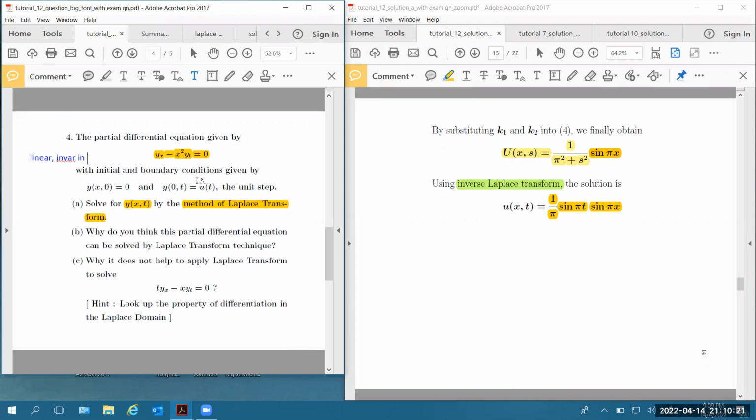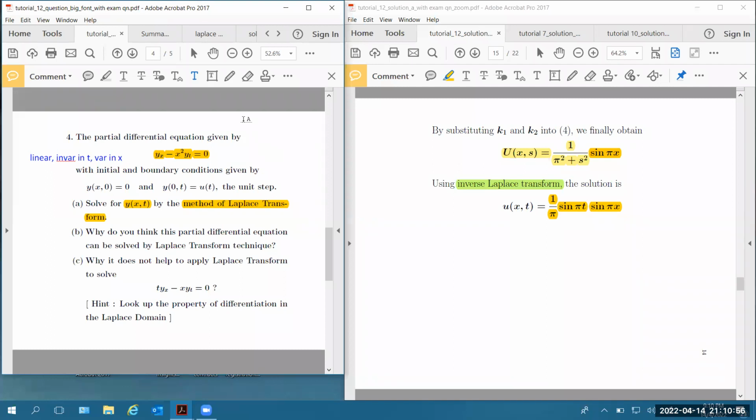On the other thing, you look at the coefficient of the y term. Is it invariant in t? Yes, invariant in t. In fact, it's variant in x, because of the x squared here. The coefficient has x squared, so it's variant in x, but the coefficient doesn't have t, so it's invariant in t, variant in x. Well, that's fine. Variant in x is okay, as long as you have an invariant in one independent variable.